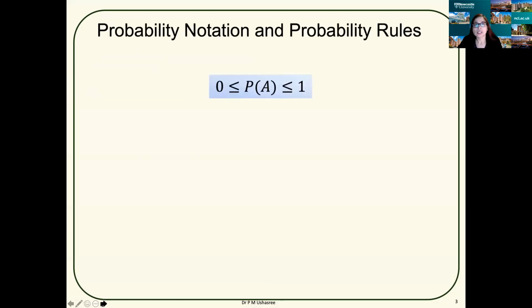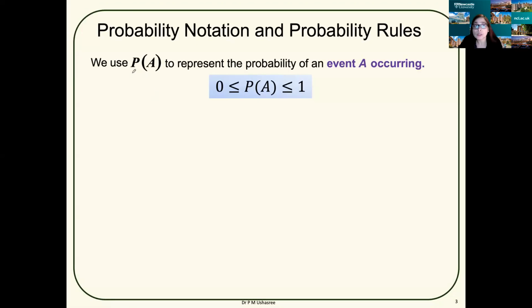Okay. So first of all, probability notation. We use P of A to represent the probability of an event A occurring. And P of A lies between 0 and 1. The probability of an event A occurring is always between 0, which is impossible, and 1, which is certain.